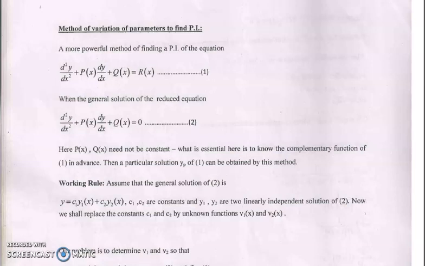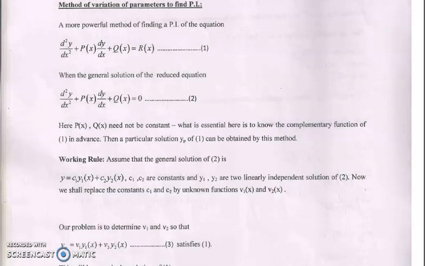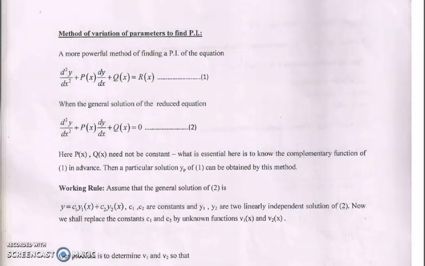So we start the method of variation of parameter procedure. How can I find it? This one you should write very carefully. A more powerful method to find the PI of the equation. That means you can find PI for any linear differential equation with constant coefficient.